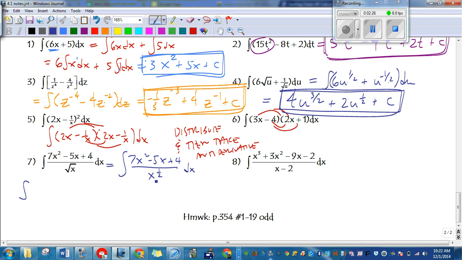So think of the bottom, instead of x to the 1 half, think of it as x to the negative 1 half. So we can write it like this: 7x squared minus 5x plus 4 times x to the negative 1 half dx. So we can distribute that x to the negative 1 half to each of these. And remember, when we multiply two powers of the same base, we add their exponents. So this would become 7x to the 3 halves minus 5x to the 1 half plus 4x to the negative 1 half.